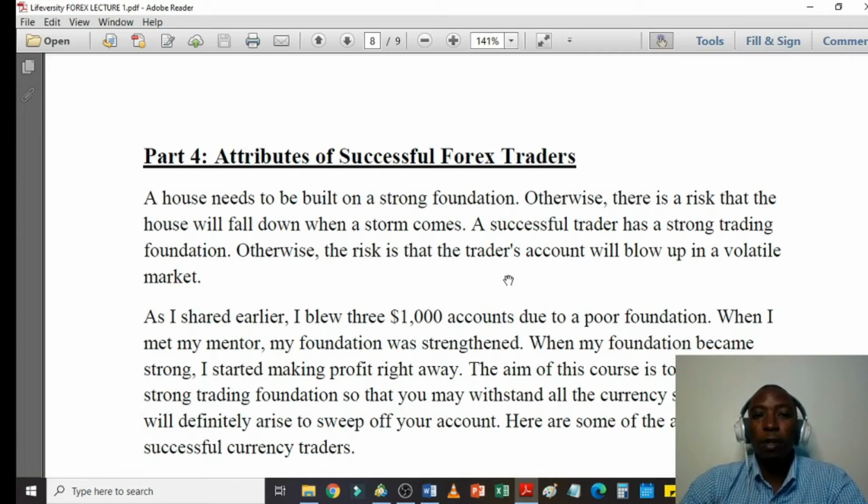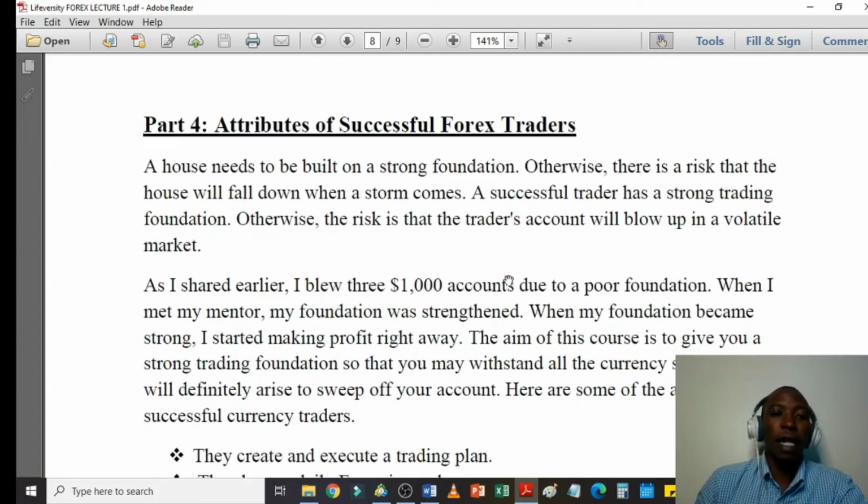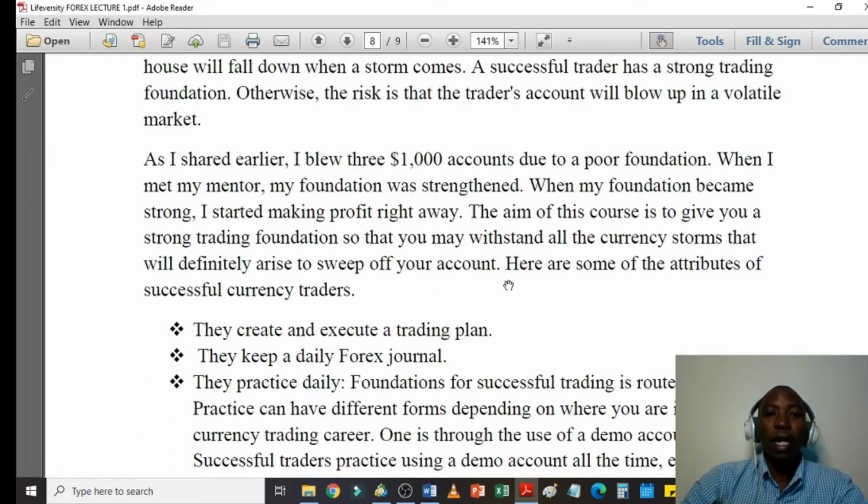A house needs to be built on a strong foundation. Otherwise, there's a risk that the house will fall down when a storm comes. A successful forex trader has a strong trading foundation. Otherwise, the risk is that the trader's account will blow up in a volatile market. As I shared earlier, I blew three $1,000 accounts due to poor foundation. When I met my mentor in Israel, my foundation was strengthened, and from there henceforth, I began making profit. Here are some of the attributes of a successful forex trader that I learned from my mentor.